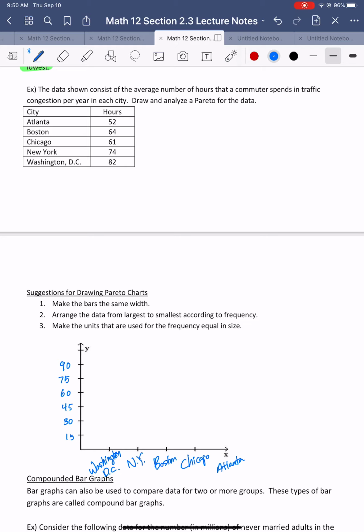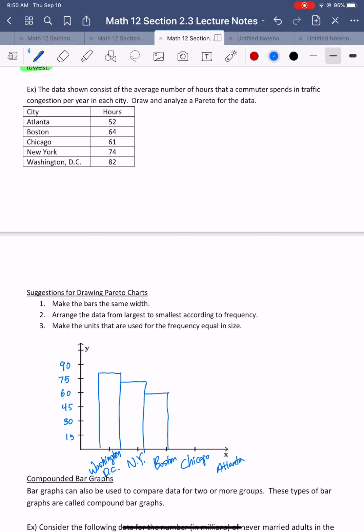Okay, so for Washington D.C. is 82. So 80 is about here, right? So 82. Okay. And then the 74 is New York. So a little bit lower than here. Have to be the same size though. And then Chicago is a 61. More than that. And then New York is a 74.